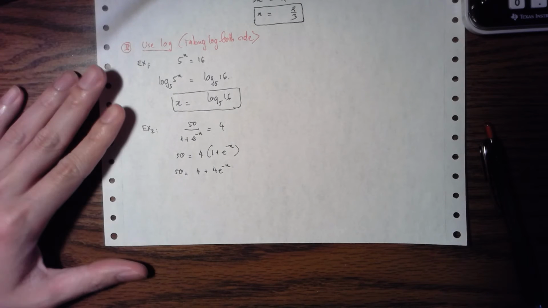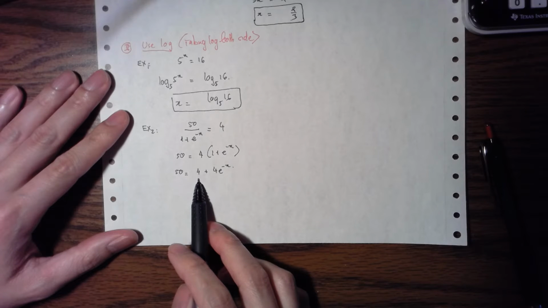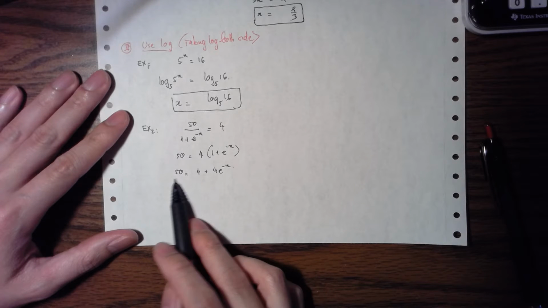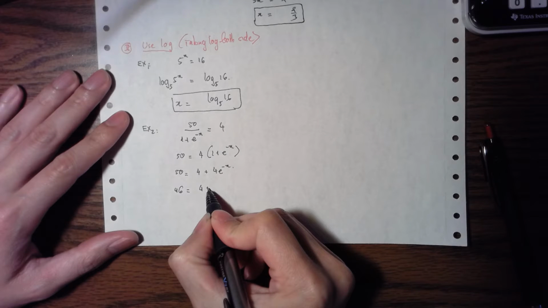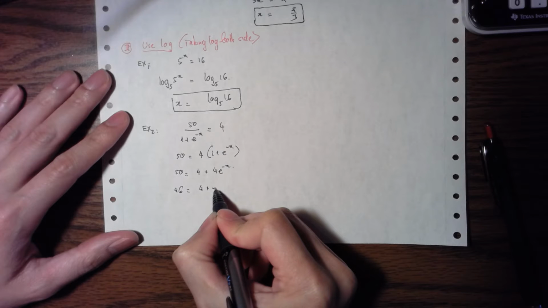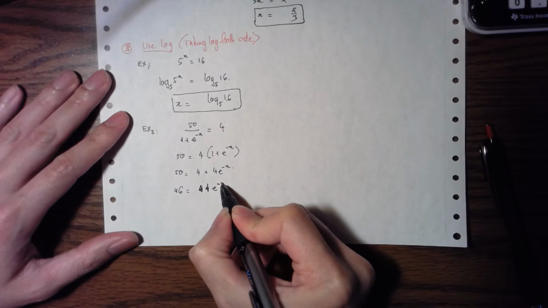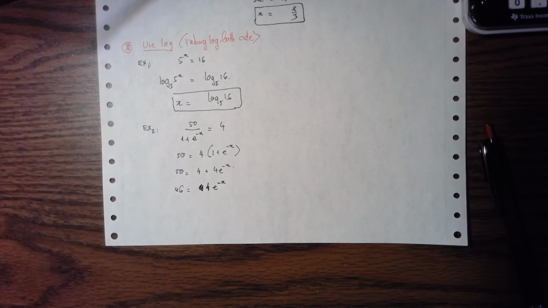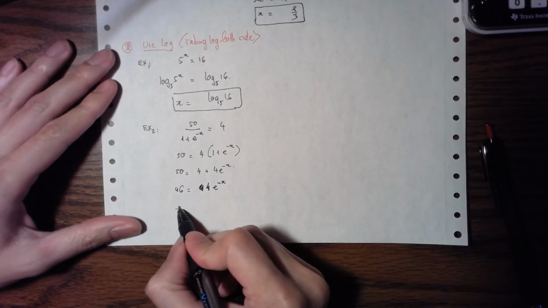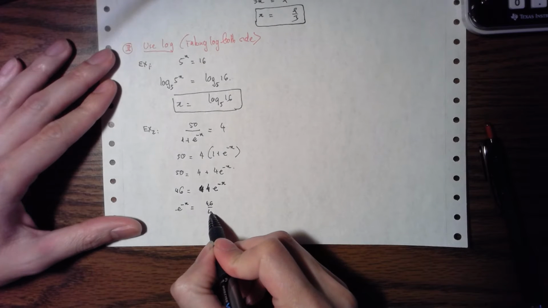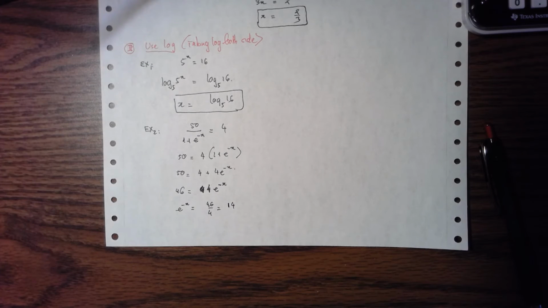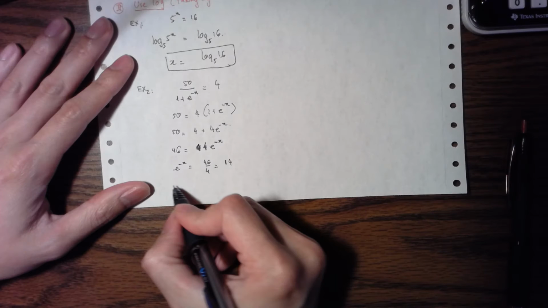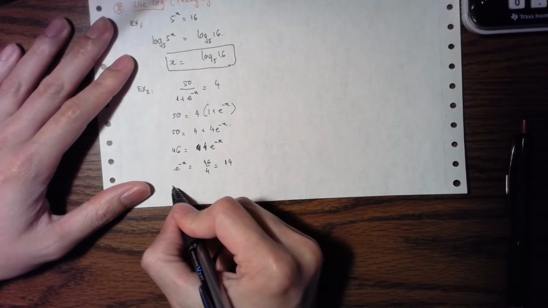Why do I have to distribute? Because when you distribute, it gives you a 4. When you have a 4, you can subtract both sides by 4, which gives 4 plus e to the negative x... equals 46. Then you divide both sides by 4, so you have e to the negative x equal to 46 divided by 4. What does that give you? So right now e to the negative x equals 14.